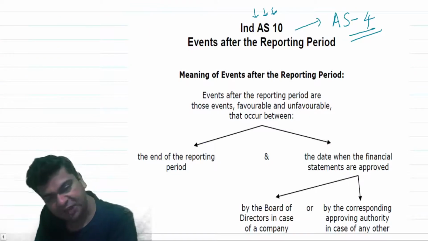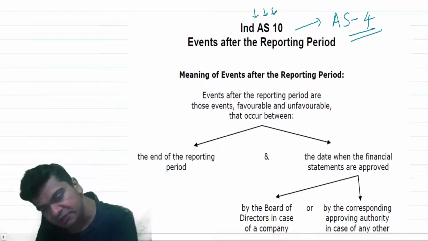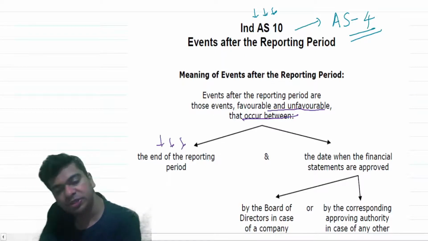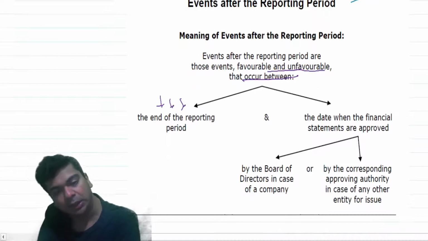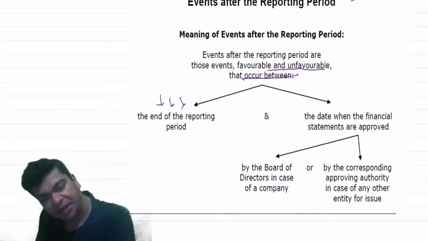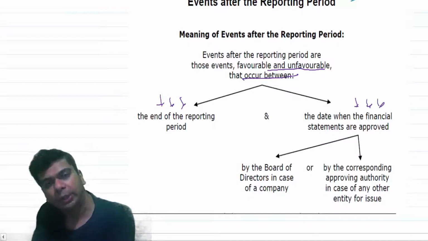If you see the definition now, or the meaning of events after the reporting period, we say events after the reporting period are those events, favorable and unfavorable, that occur between, understand, the end of the reporting period and the date when the financial statements are approved.